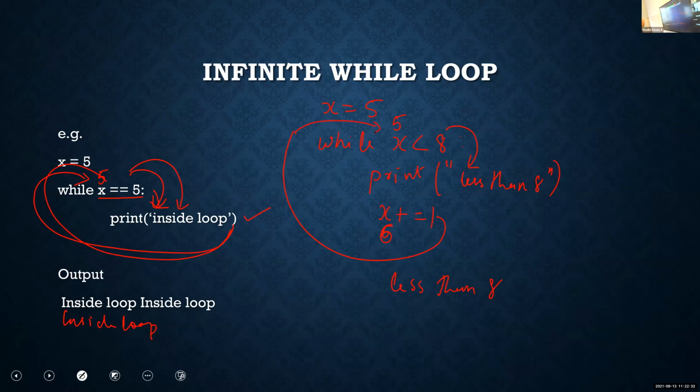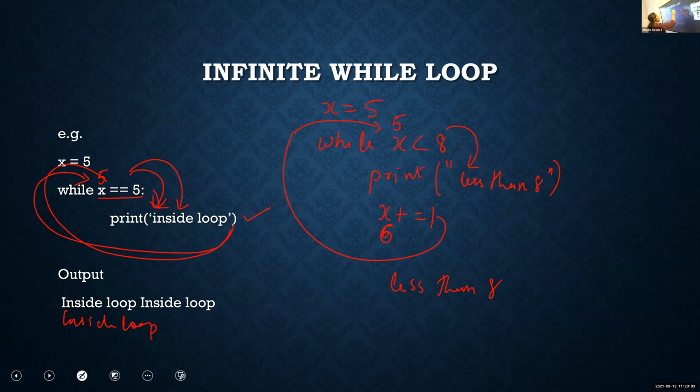Renil, now what is the value of x? After the first iteration, what is the value of x, Renil? Renil? Anaga? 6. Yes, it is 6.